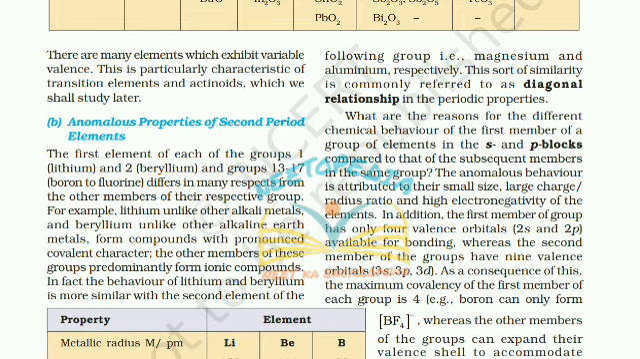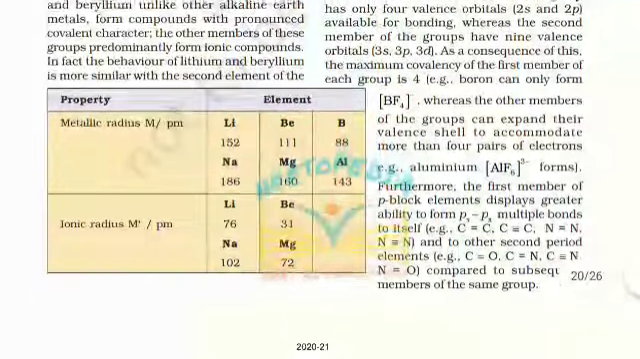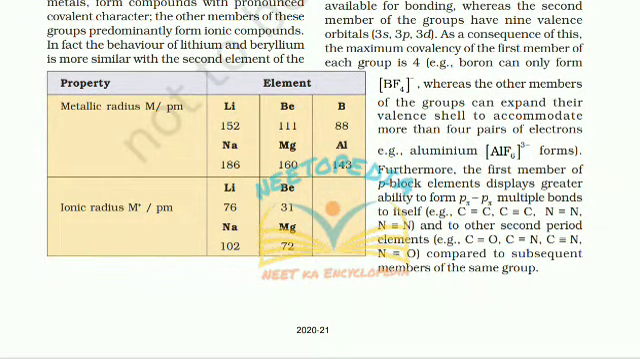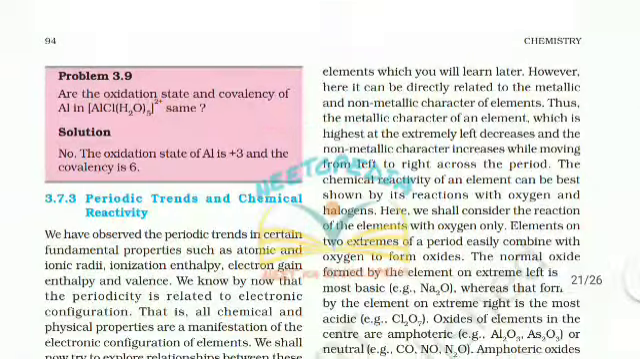For example, boron can only form BF4-, whereas other elements of the group can expand their valence shell to accommodate more than 4 pairs of electrons, for example, aluminium forms AlF6 3-. Furthermore, the first member of the p block elements displays greater ability to form p-pi multiple bonds to itself and to other second period elements compared to the subsequent group members of the same group. Problem 3.9. What are the oxidation state and covalency of aluminium in AlCl(H2O)5 2+? Solution. The oxidation state of Al is +3 and the covalency is 6.